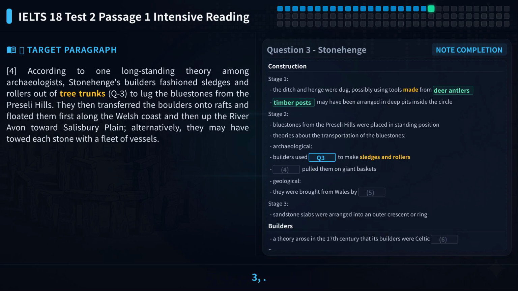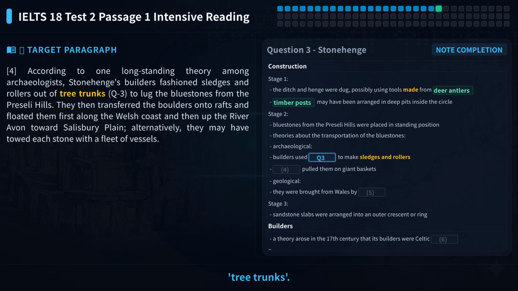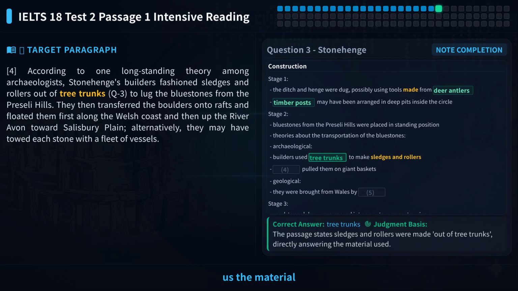Let's look at question 3. The statement says the builders used tree trunks to make sledges and rollers to move the bluestones. The clue word is tree trunks. It directly tells us the material used to make the sledges and rollers.